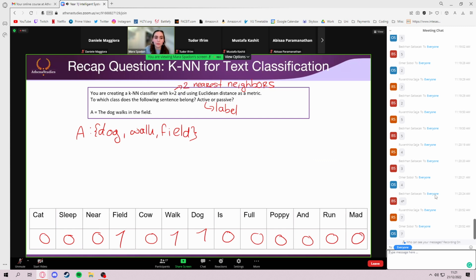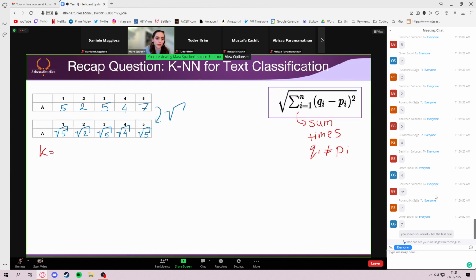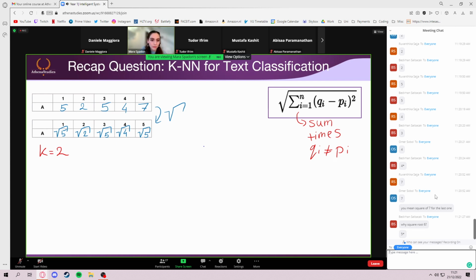We had k is equal to 2. So as you all said correctly, oh, sorry, you're right. This should be 7. Thank you. Yeah, okay, sorry. So then we want to look at k is 2, so the 2 nearest neighbors.